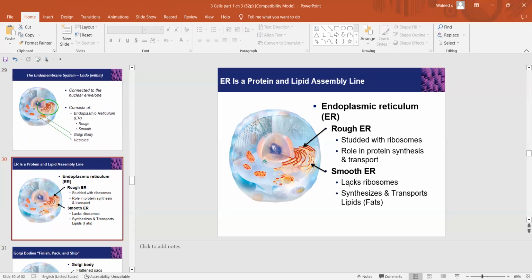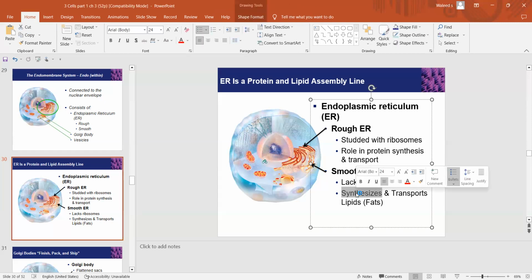Endoplasmic reticulum. What do we need to know about this organelle? There is rough and there is smooth. What's the difference? Smooth has nothing on the surface, and that's why the surface looks smooth. Function that you will be asked about: synthesize, which means form, and transport lipids. Very important. This is a function. What does it mean and what does it do? These are the questions.